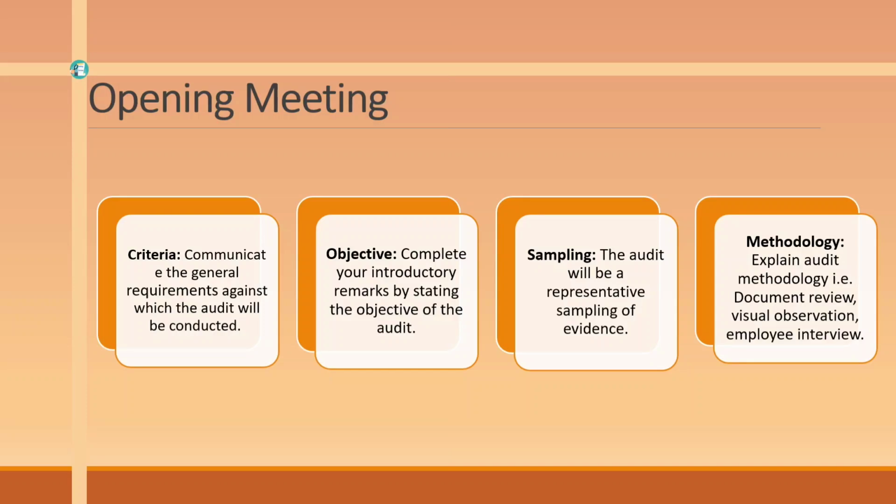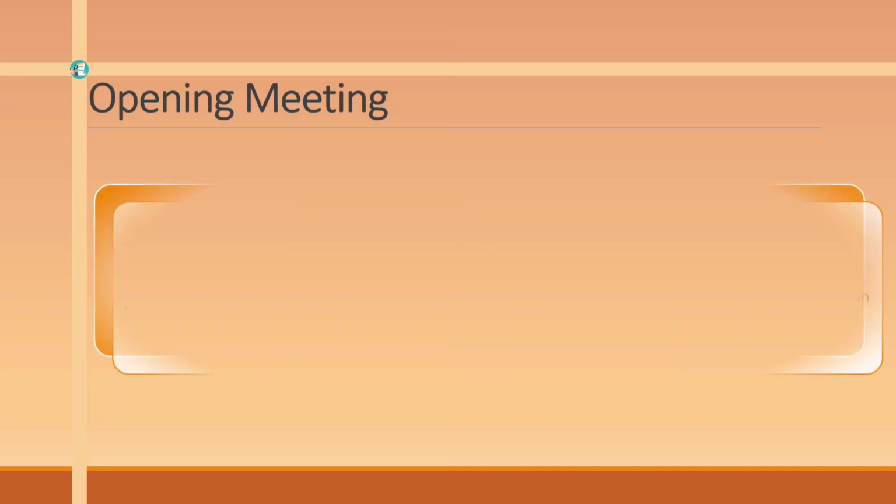Sampling. The audit will be a representative sampling of evidence, not a 100% inspection. This will be obvious to all participants, but it is important to declare these limitations before the audit begins. Methodology. Explain the audit methodology for collecting the objective evidence, like document review, visual observations, and employee interviews.